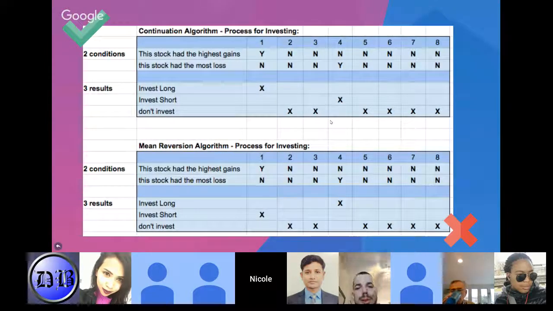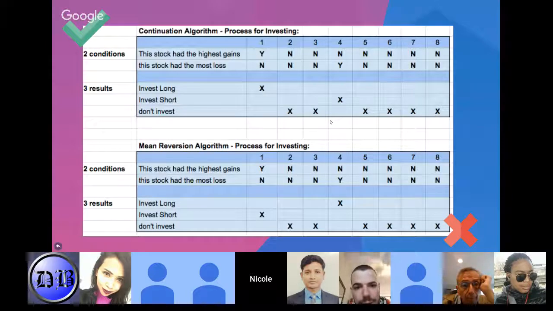Well, why don't I talk to you guys about the decision table? We came up with 2 decision tables, one for each algorithm. They were pretty simple with only 2 conditions each, basically deciding which stock to invest in. They're pretty straightforward, as you can see from the slide.